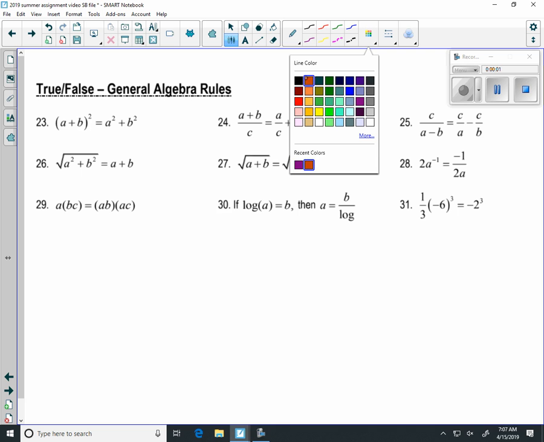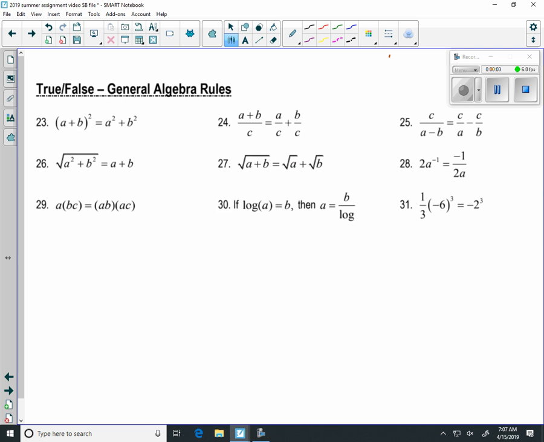Okay, true and false is the last section. You just have to be really careful with these. I think when in doubt, put some numbers in. If you can't remember the rule, put some numbers in. Don't use 0 or 1. Make sure you put some numbers in and C, use 2 and 3, or if you have A, B, and C, 2, 3, and 4.